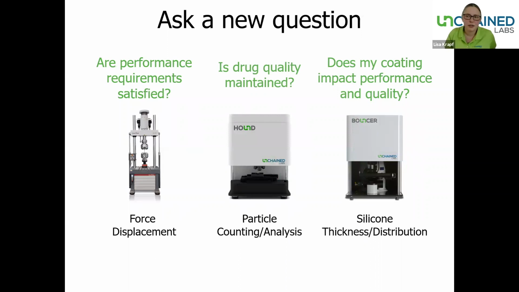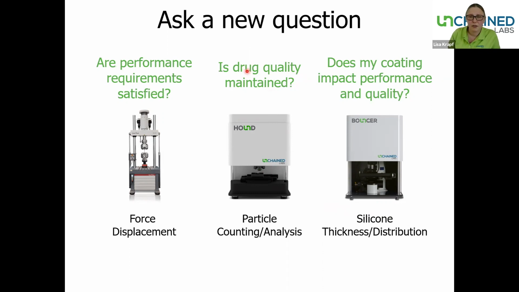So Bouncer is a great tool that complements methods that are used to investigate performance of syringes and drug quality. For example, force displacement measurements are a very common way to find out if your performance requirements for the syringe are satisfied by measuring the force. If you combine it with the information Bouncer gives you, you can also get answers about how this performance is related to the silicone coating and how the coating impacts that performance.